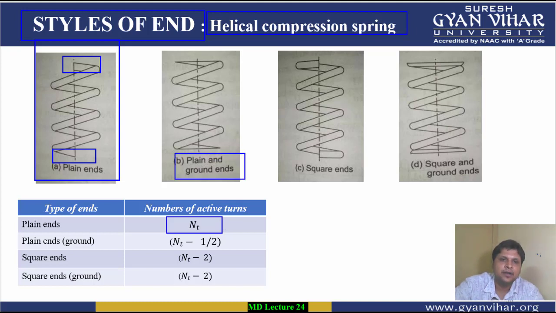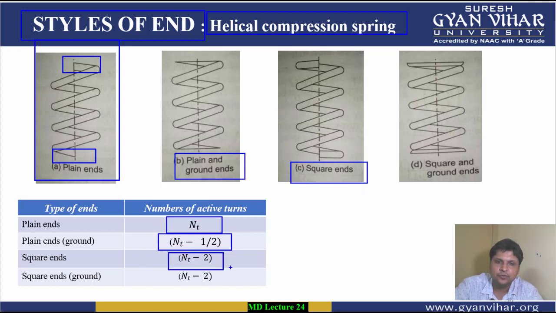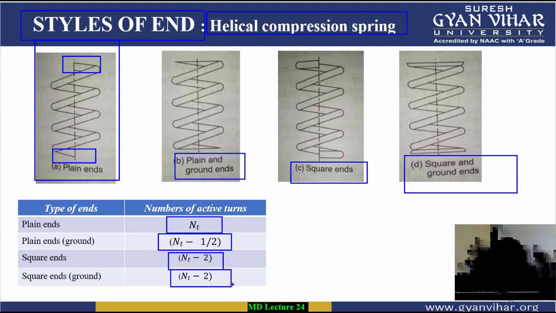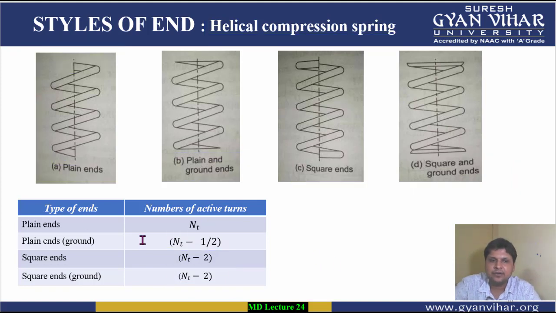In ground ends, the ends are machined in such a way that they can be placed somewhere, but the number of active turns is lessened by half, meaning NT minus half will give you the active number of turns. Then in case of square ends, the number of active turns is subtracted by 2. Then in the case of square and ground ends, the same, the number of active turns is equal to NT minus 2. So this you should keep in mind. In the case of numericals, we will see the utility of these values.